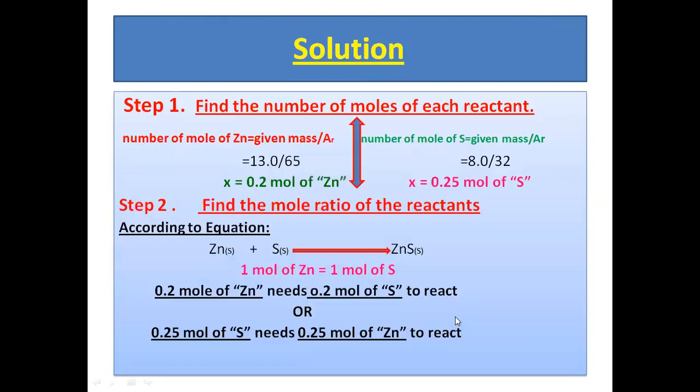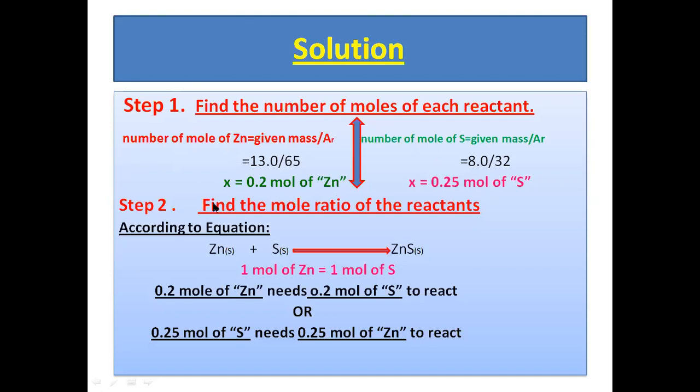How can we identify the limiting reactant? For this purpose, you have to follow these steps. First of all, you will find the number of moles of each reactant, as we can find moles with the help of given mass and relative atomic mass. So number of moles of zinc is given mass over relative atomic mass. Given mass is 13, relative atomic mass is 65. So we will get 0.2 moles of zinc. Same is the case with sulfur. You can convert the given mass of sulfur into moles by dividing the given mass by the relative atomic mass of sulfur, 8 over 32, and you will get 0.25 moles of sulfur.